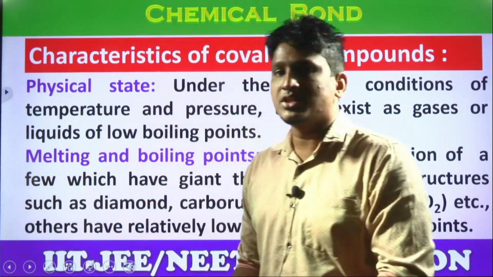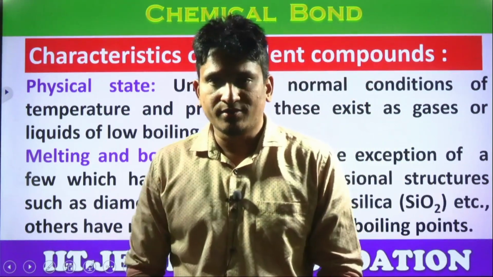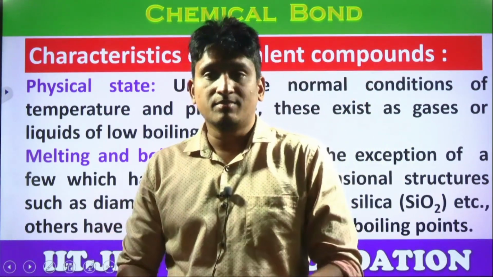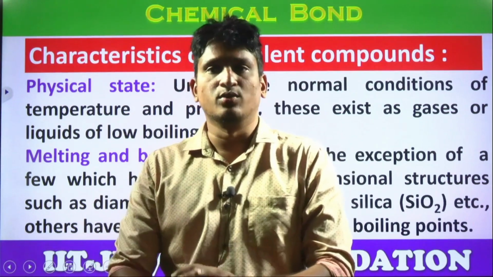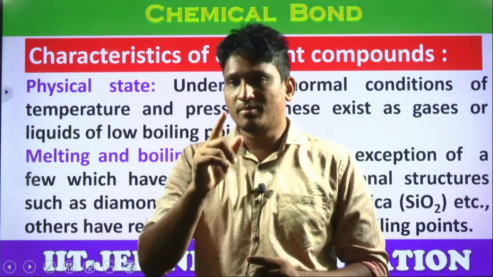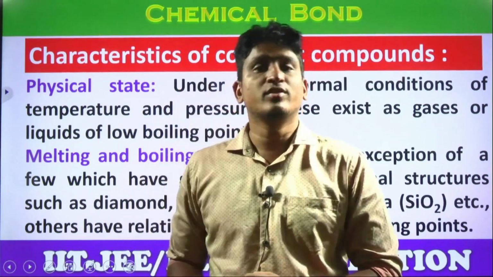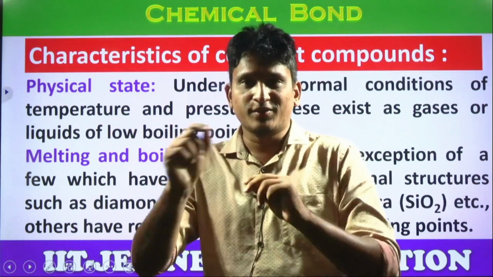There are least attractions there. So definitely, what is expected here? The melting and boiling points of covalent molecules are considerably low, comparatively low. For example, the melting point of ice is 0 degrees. Do you know the melting point of salt, sodium chloride, which is an ionic compound? 1000 Kelvin, more than 1000 Kelvin. Look at the difference, yes or no?